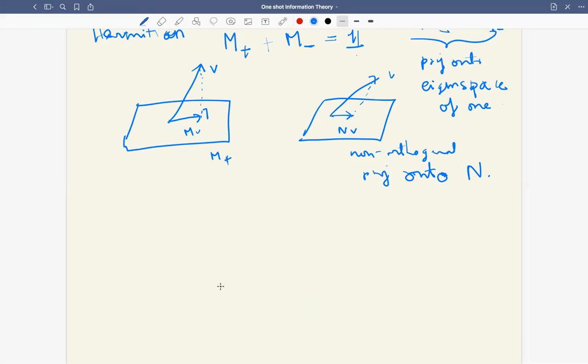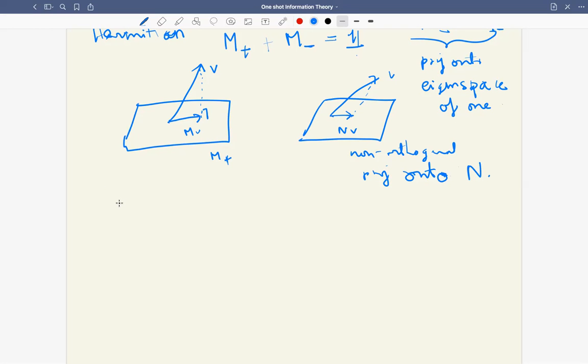If you take m plus times m minus, it's the zero operator. And that you can see from m plus plus m minus equal to I. These are positive operators, right? So if you take the product of m plus and m minus and take the trace, the trace will be zero. That is easy to work out.